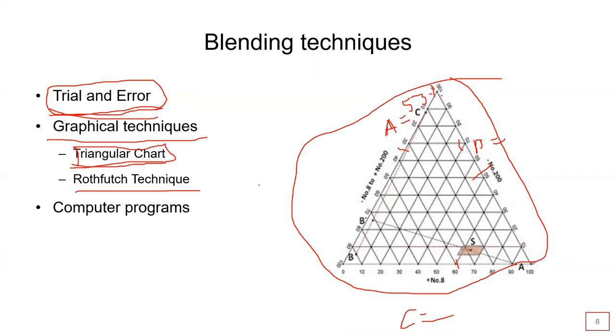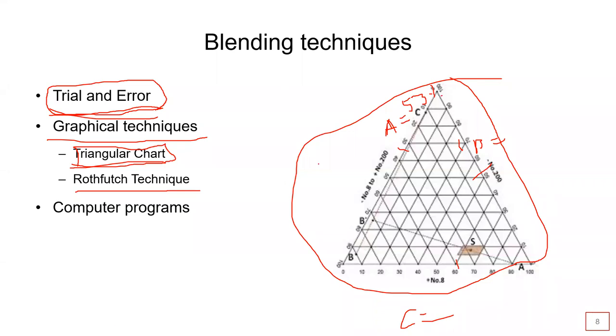If you have two sources, then it's very easy. Simply by trial and error you can do it. It becomes difficult to do trial and error if the sources are more than two, meaning three sources. You can use it, of course, but it will be time-consuming, so we generally use the triangular chart. In the triangular chart, also, the limitation is that we cannot use it if the sources of aggregates are more than three. That means if there are four sources.